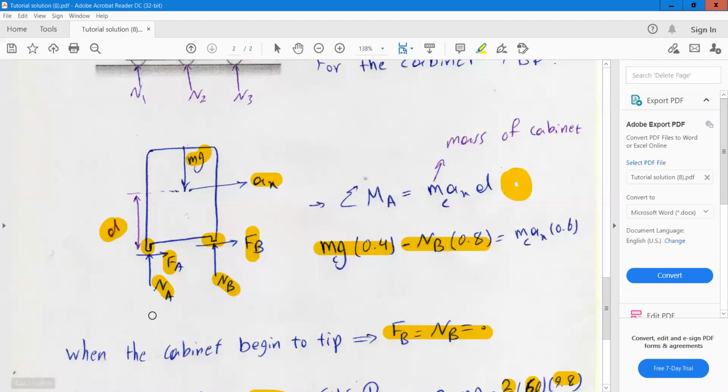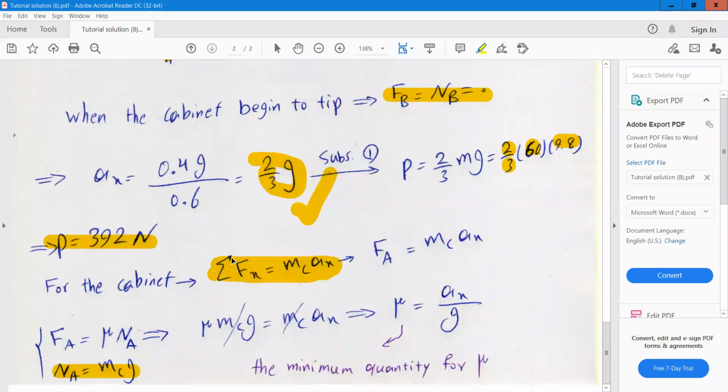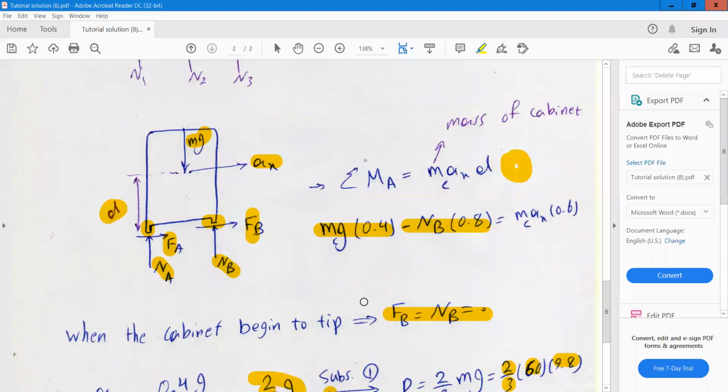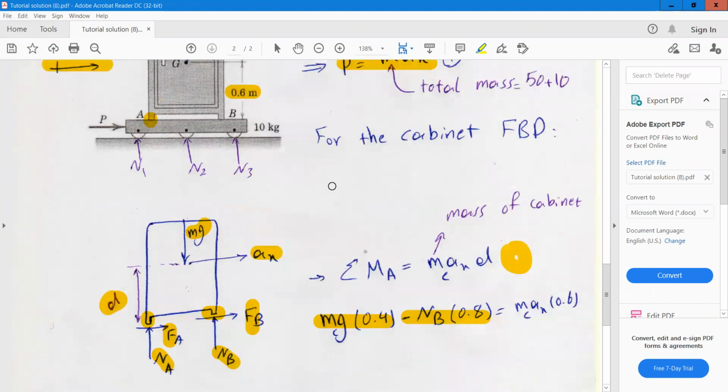And N_A is equal to m_c times g. If you write the force equation in vertical direction, we will have only N_A and mg. It must be equal to 0. So N_A is equal to mg. And finally, we can substitute and conclude that mu must be equal to a_x divided by g, where a_x is 2 times g divided by 3. So we can conclude that mu must be equal to 2 divided by 3. And this is the minimum quantity for mu. I mean, if mu was more than this value, again, we have the same assumption, the tipping will occur, and this system will move with the same acceleration.